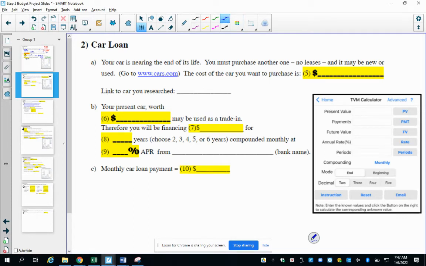Let's take a look at how you do the car loan portion. So your car's nearing the end of its life. You must purchase another one. Okay, you're not going to lease it. So it may be new or used. So you can go to cars.com to look up a car that you would like to buy.